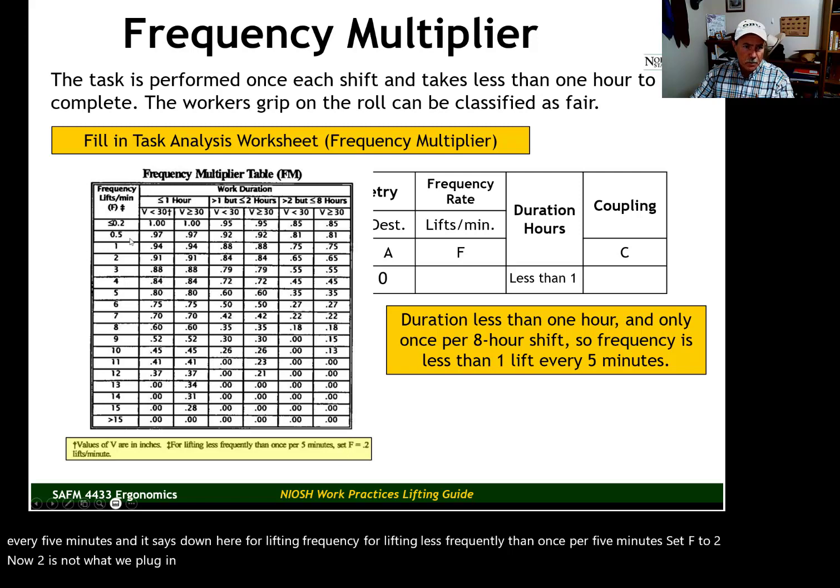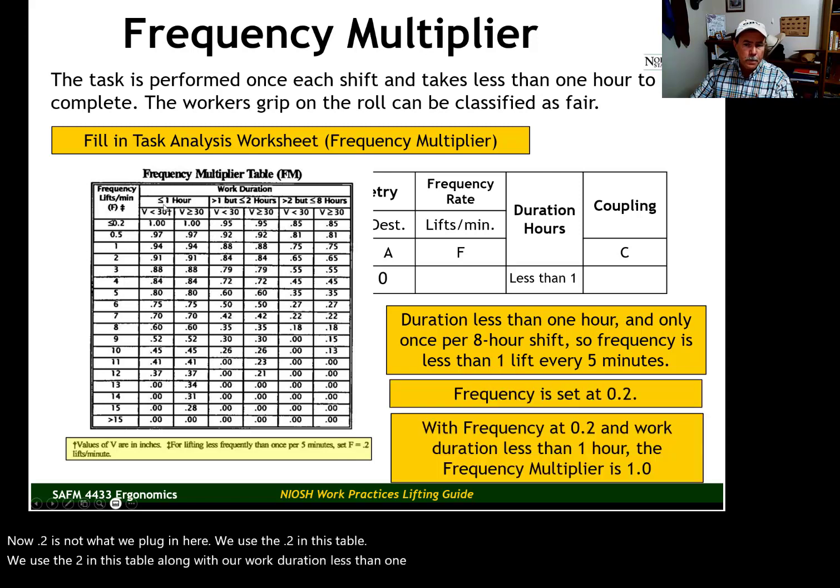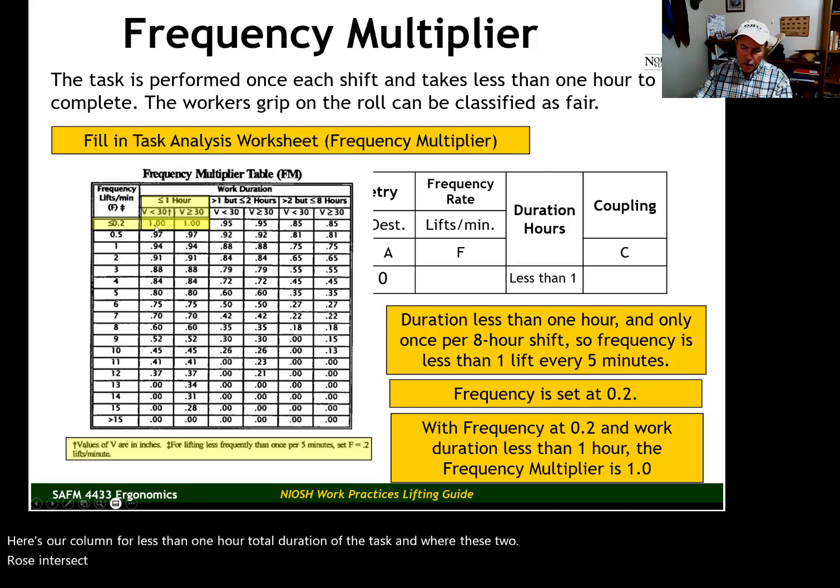Now 0.2 is not what we plug in here. We use the 0.2 in this table along with our work duration less than 1 hour to find what our multiplier should be. And there's the row for our frequency. Here's our column for less than 1 hour total duration of the task. And where these two intersect, that is our frequency multiplier. And it's going to be 1.0. That's what we're going to use in our formula, is 1.